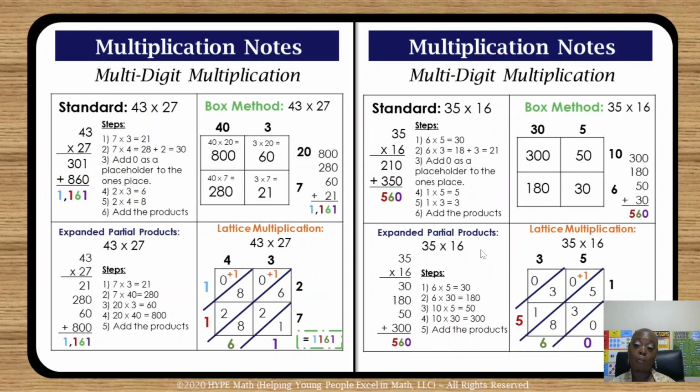We also have our multi-digit multiplication, and if you notice, we've also introduced, other than the other methods we talked about on the previous page, lattice multiplication. Again, giving students different ways they can multiply. And if you notice, it's the same multiplication. So on the left hand side is 43 times 27. And if you notice, for each method, it's still 43 times 27, just so that students can see the different ways of multiplying no matter what the numbers are.